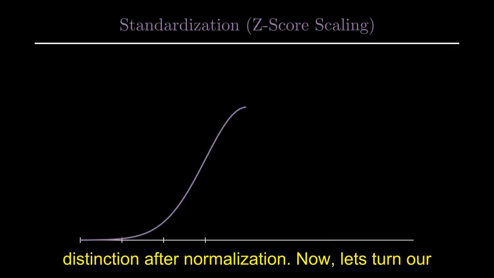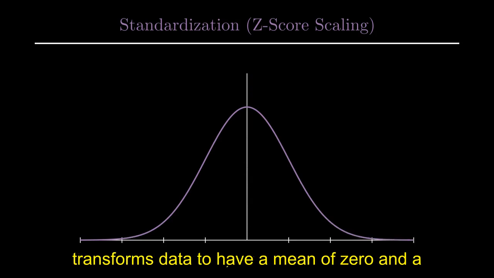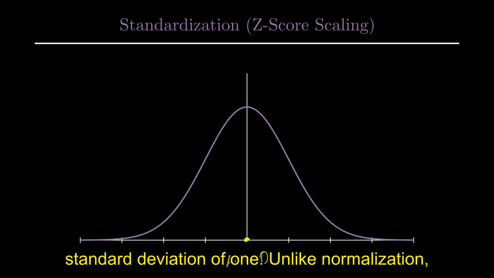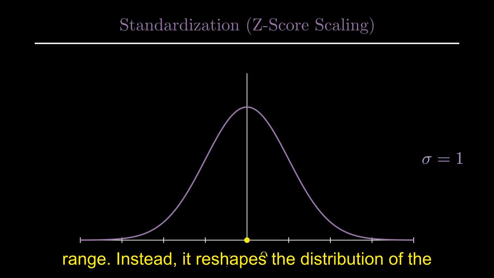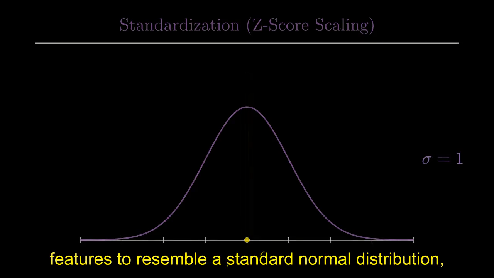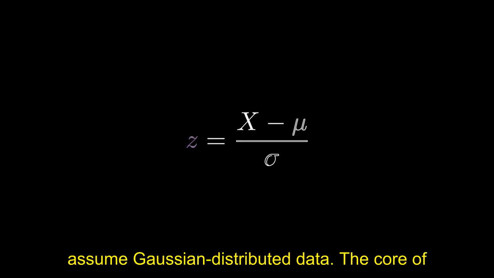Now, let's turn our attention to standardization. Standardization transforms data to have a mean of 0 and a standard deviation of 1. Unlike normalization, standardization does not bound values to a specific range. Instead, it reshapes the distribution of the features to resemble a standard normal distribution, making it particularly useful for algorithms that assume Gaussian distributed data.